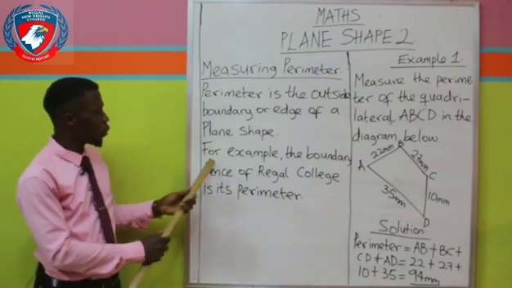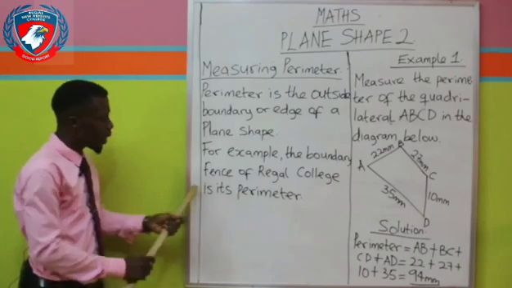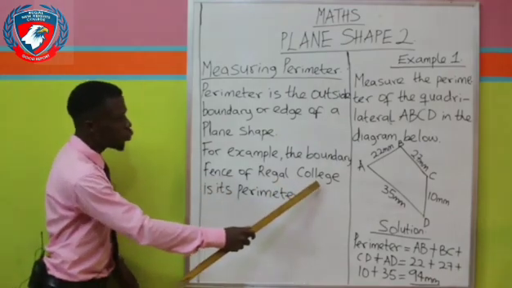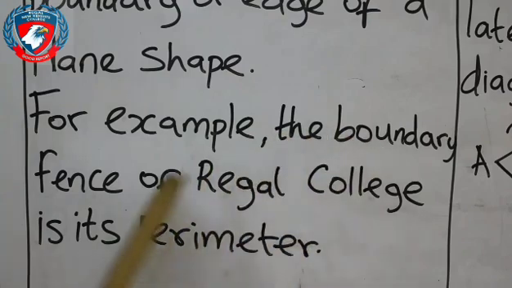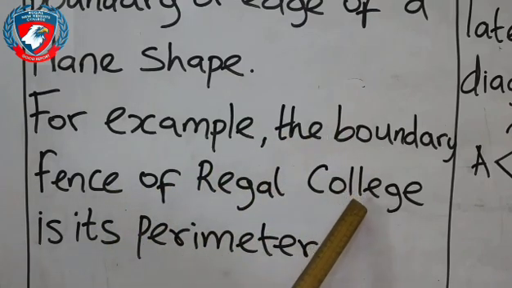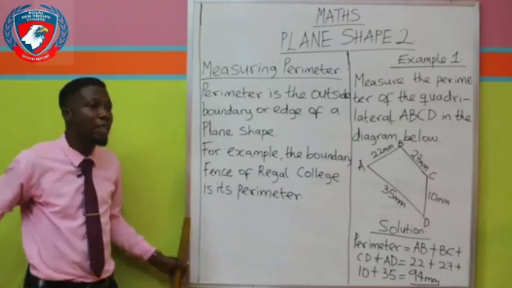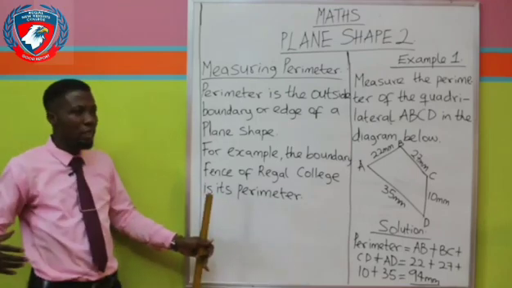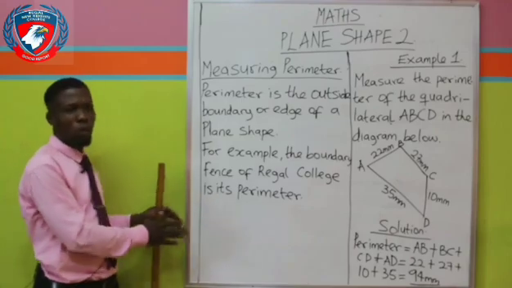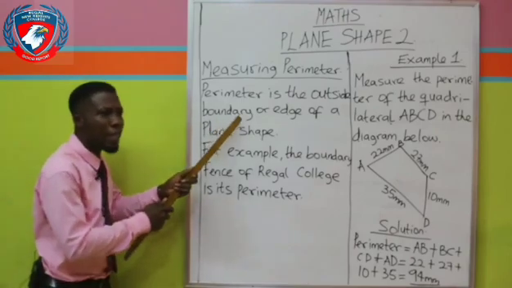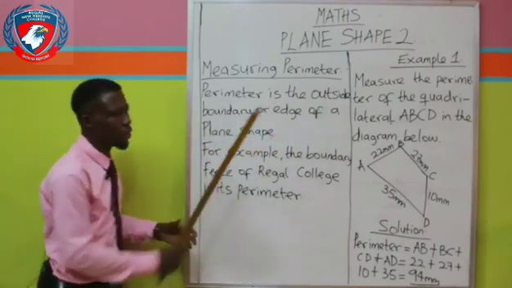For example, the boundary fence of Rigu College is its perimeter. What do I mean by that? If you check the land size of Rigu College, you know that it is in the form of a rectangle, meaning it has the length, the breadth, and the height. That will lead to volume, but we are not talking about volume, we are talking about perimeter. Now let's move on to example 1.